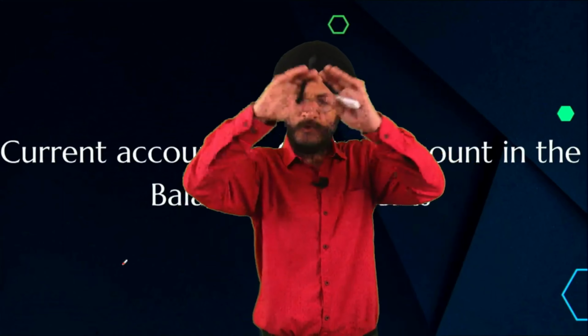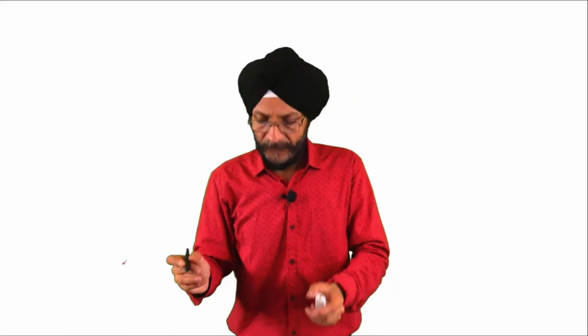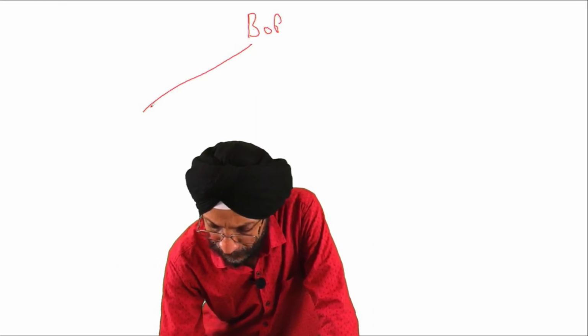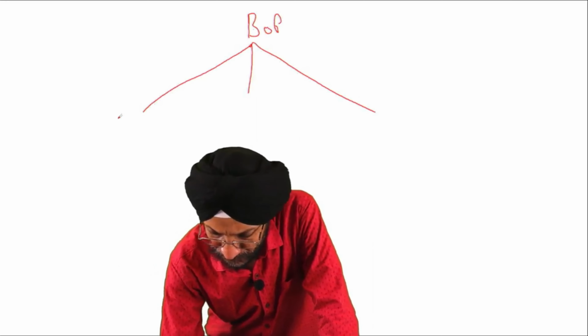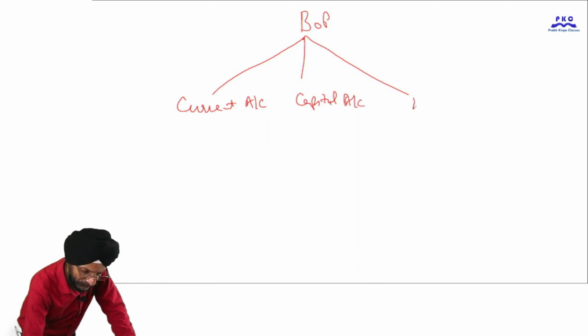So balance of payments is a very broad concept, and balance of payments has three components: current account, capital account, and financial account.